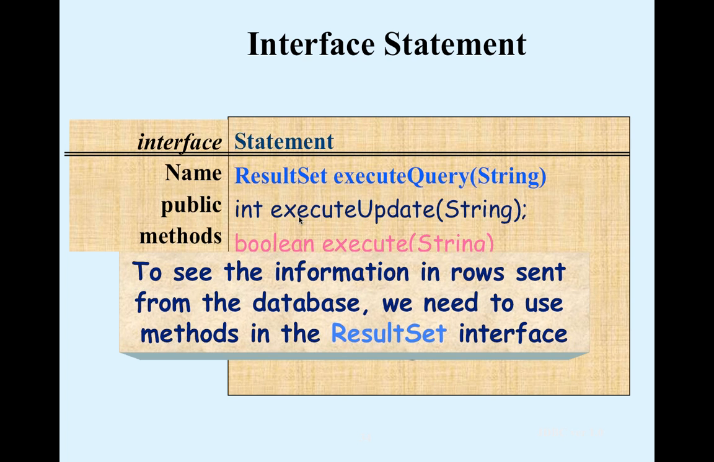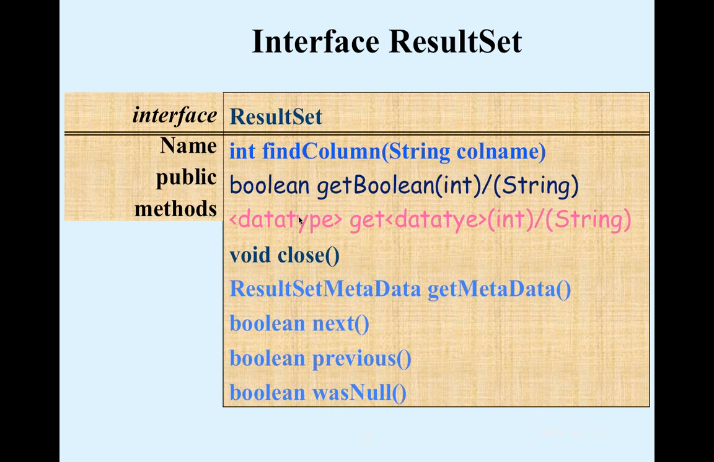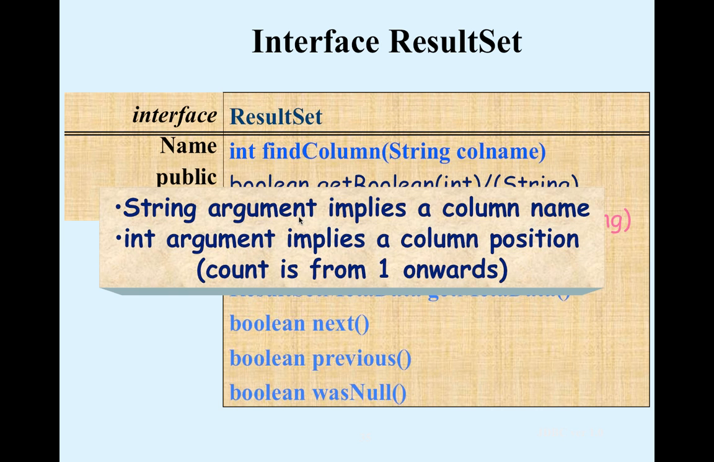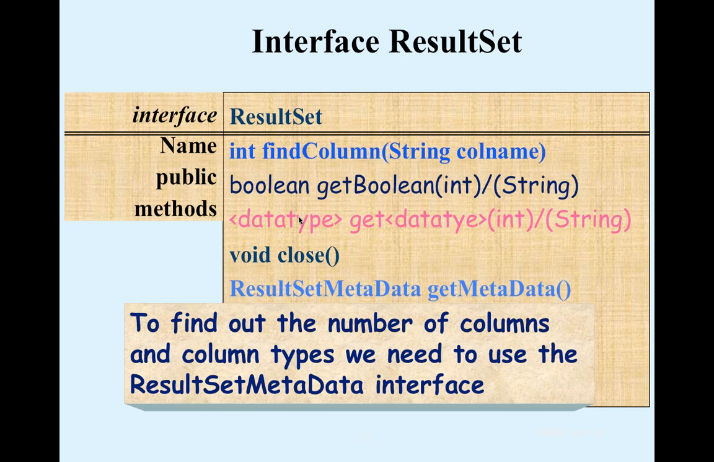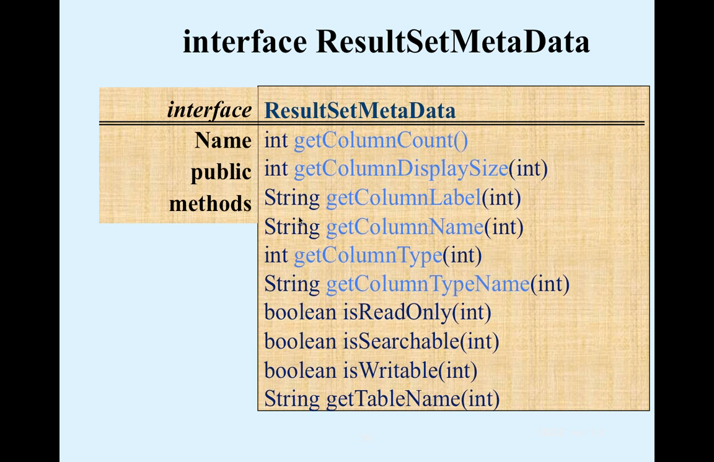To see the information in rows sent from the database, we need to use the methods in the ResultSet interface. Okay, so ResultSet, and ResultSet is an interface. It has methods like find column, get the column name, and you are going to get the result set and all that. Next and previous, like if you want to move the cursor around the result set and all. This is a very important interface as well. To find out the number of columns and all that, you are going to use ResultSetMetaData. We saw this already, right?